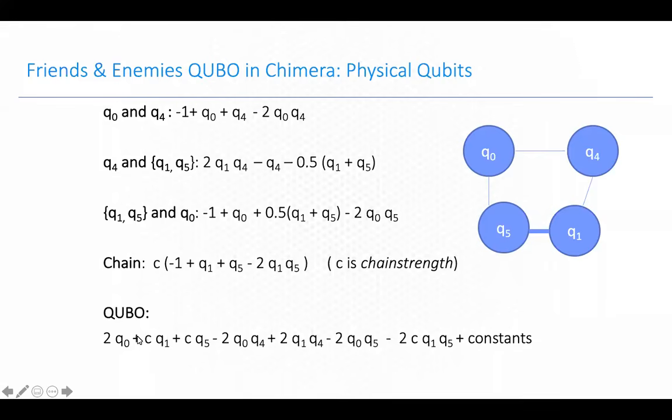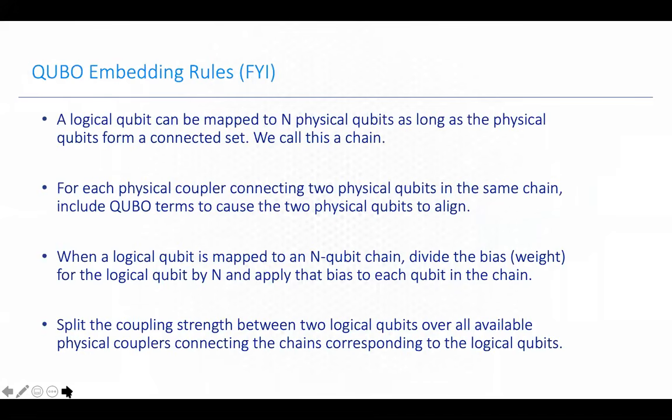So when I get down finally to the QUBO there at the bottom, I've got terms like 2, there's a linear term, there's a term with a constant C, that's that chain strength, and these other things, and a C there too, and then some other constants. And this slide here with the embedding rules is only here for reference. It's a nicely summarized thing that shows you if you wanted to write a computer program to do embedding, you'd have to do all of these steps.